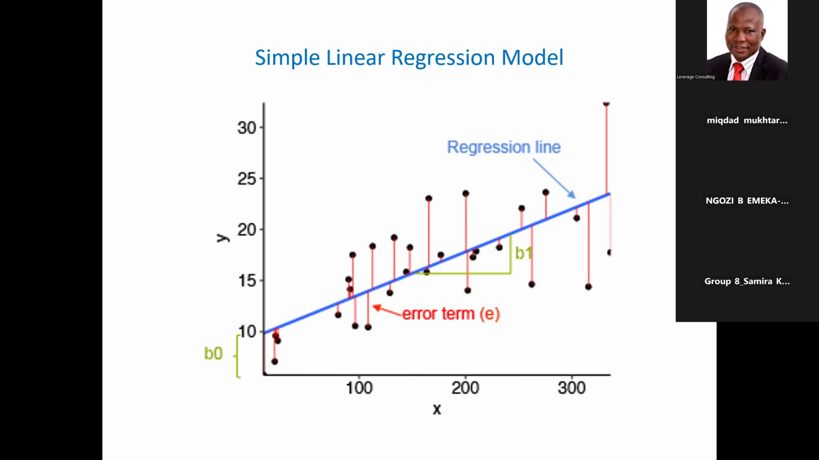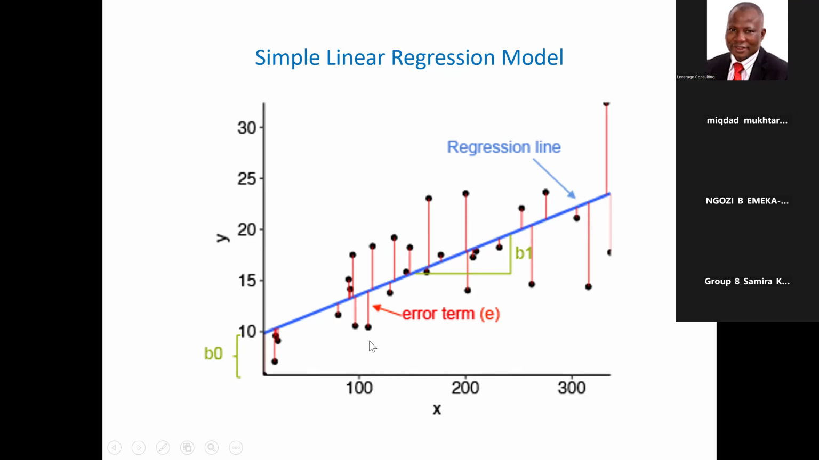Take the value for maybe number 3 or number 4 here. The value your model predicted is the value on the line where that point joins the line. But the real value you are seeing is the value where the dot is. So the difference is the error. The error can be positive if what the model predicted is lower than the real value, or negative if what the model predicted is above the real value.